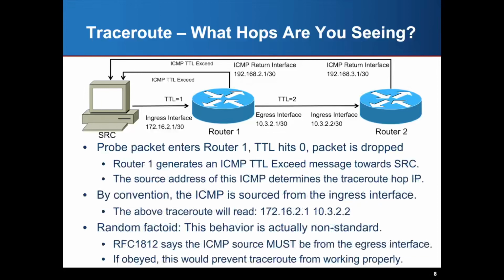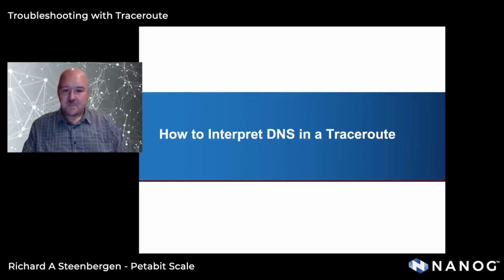So a little random factoid about Traceroute: if you actually go read the RFCs that should govern how all this works, Traceroute is actually non-standard. RFC 1812 says that the ICMP source must be generated from the egress interface. And if this were to be obeyed, Traceroute would effectively be non-functional. But through convention, everyone has managed to implement this so that Traceroute works.